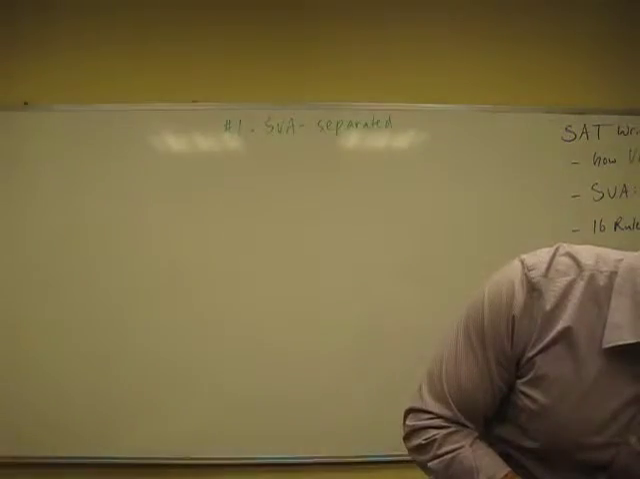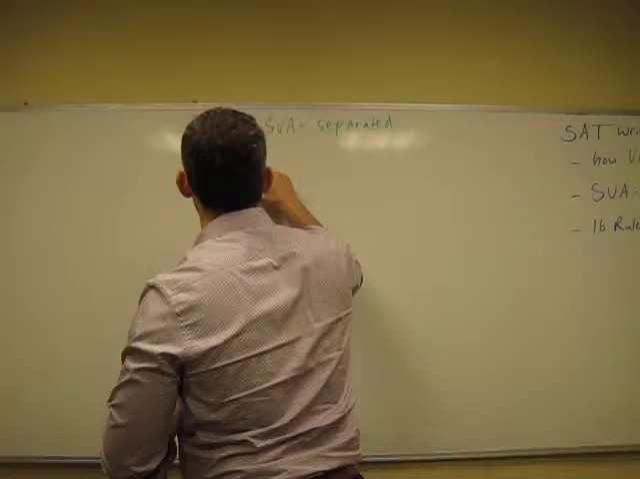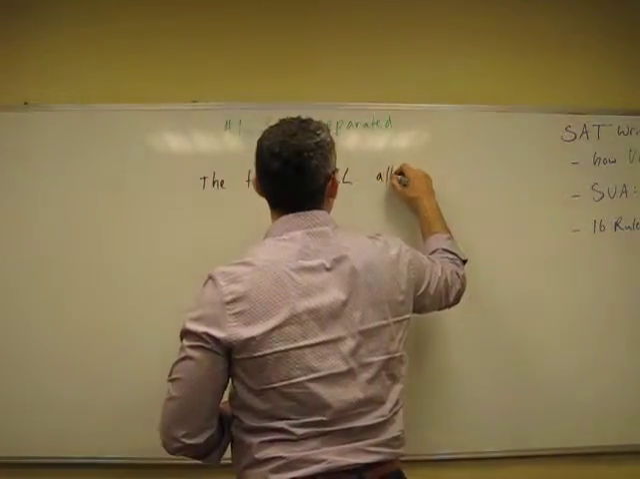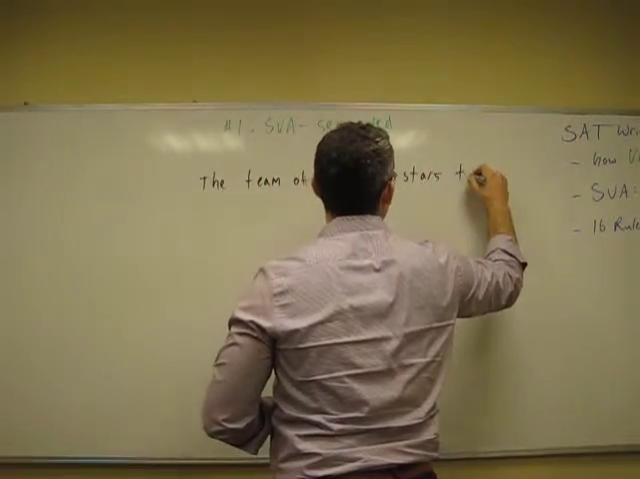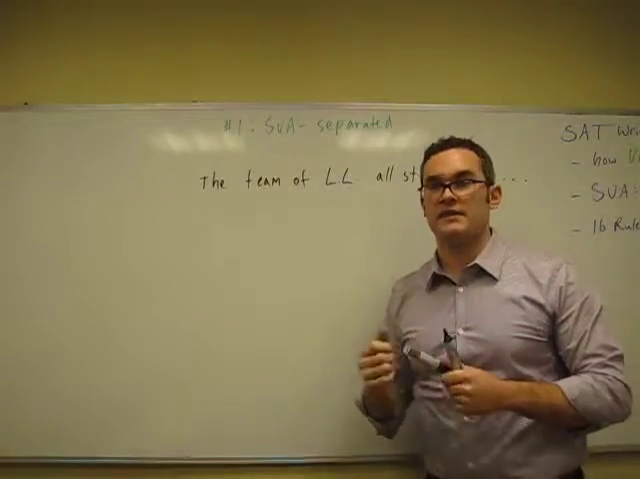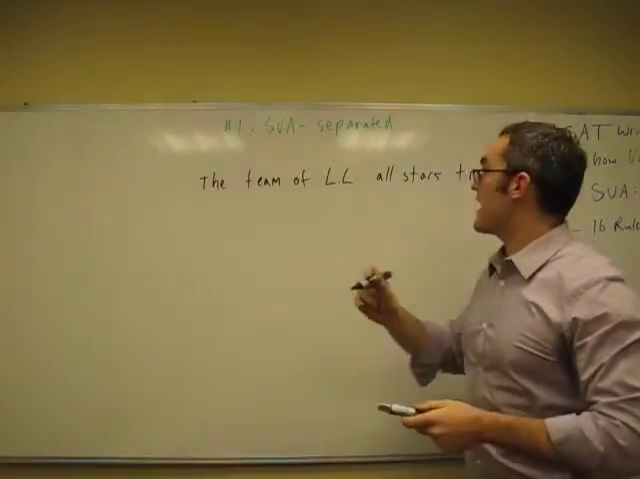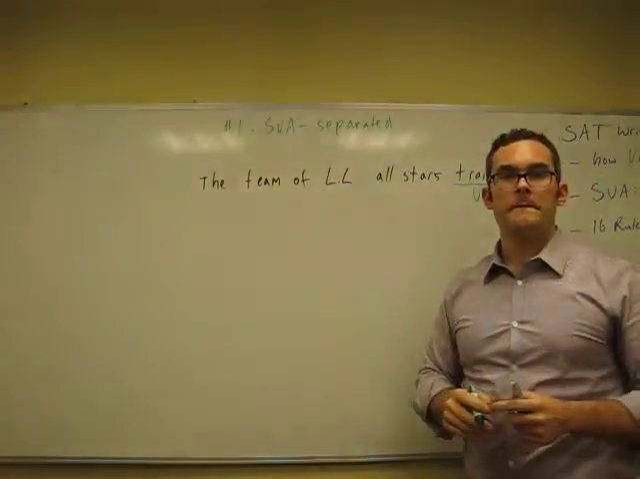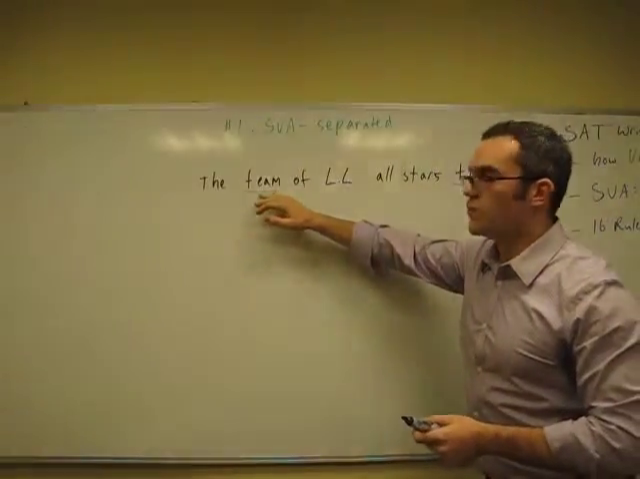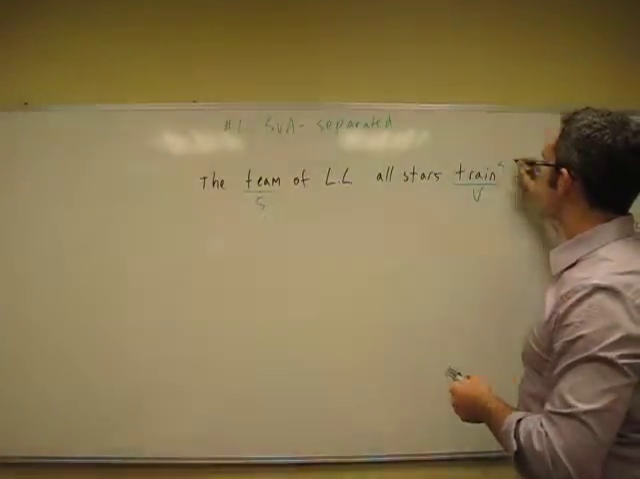The team of Little League All-Stars train vigorously every day. I'm going to put a blank here. I don't need to write the whole thing for the sake of this training video. The team of Little League All-Stars train every day. So here we have a verb, train, and we have a subject, team. We know that this is wrong. There's an agreement error. Not the team train, but the team trains.